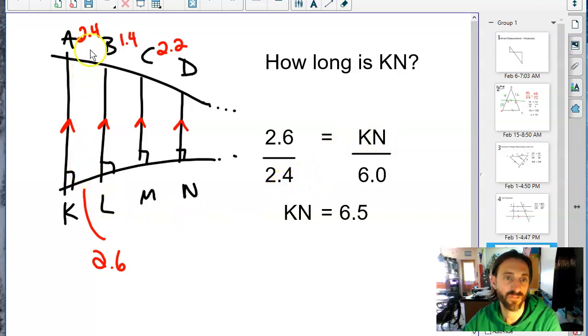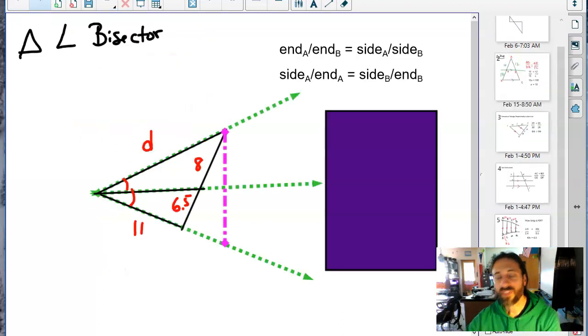2.6 goes with 2.4, good, AB. And then KN is the entire length. Well, what's the entire length from A to D? Well, if you add up 2.4, 1.4, and 2.2, you do get 6. Lo and behold, when you solve for KN, you get 6.5. So now I know this entire length here is 6.5. You don't actually have to solve each individual segment unless it asks for it. Work smarter, not harder.